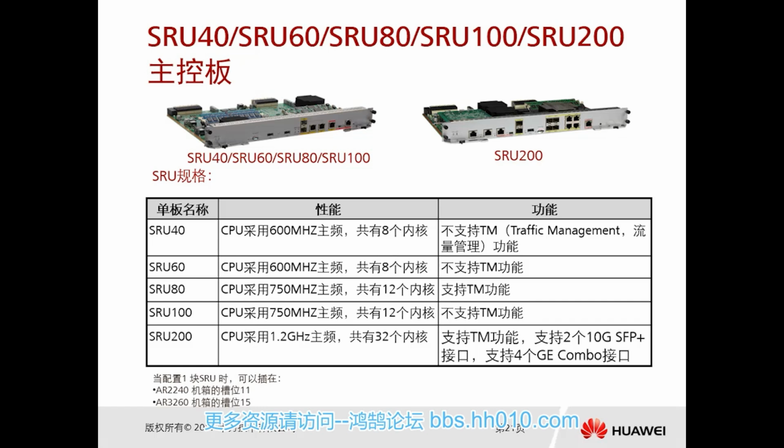It supports traffic management, and it can provide several 10G SFP+ interfaces. This one still provides a set of four 4G combo ports. So this mainly refers to the main control boards. Based on the actual version, the difference lies in the software version, and there are some limitations. For example, in the AR2240 version, the SRU40 controller board can only be used on the AR2240.